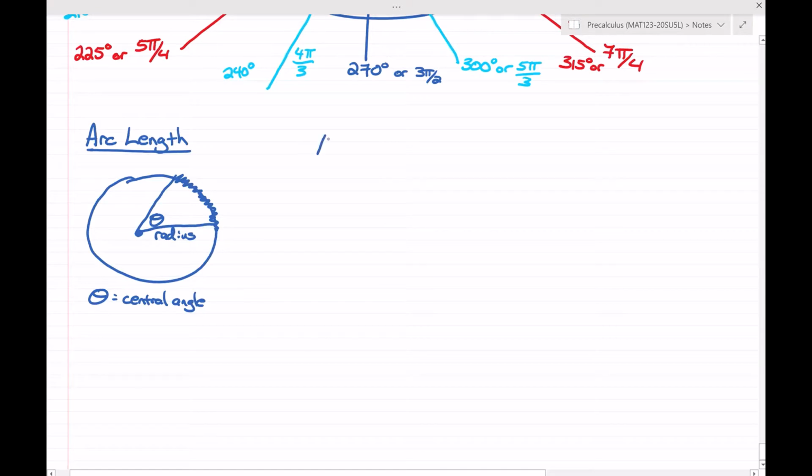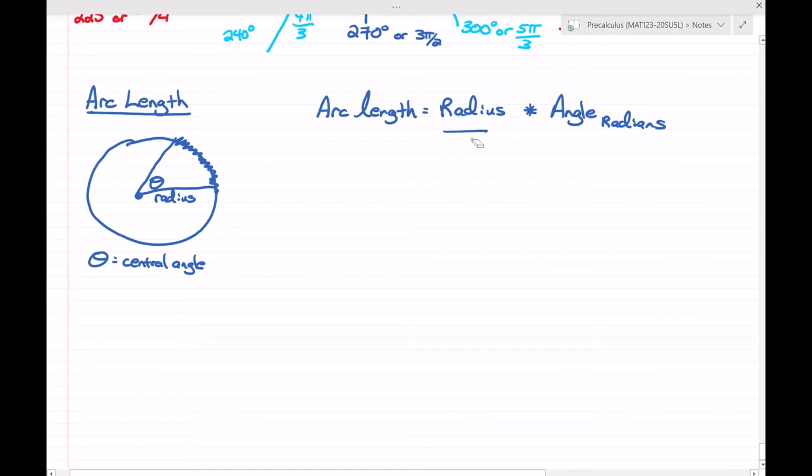So the formula for arc length, it's a very basic formula. Arc length is equal to the radius of the circle times the angle in radians. So we'll do 3 different combinations of this. What if I told you that theta is equal to pi over 3, the diameter is equal to 6 inches, and I want you to find the measure of the arc.